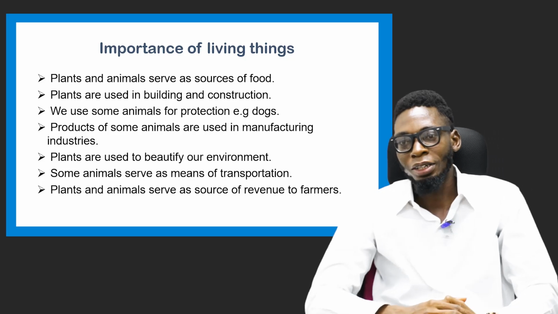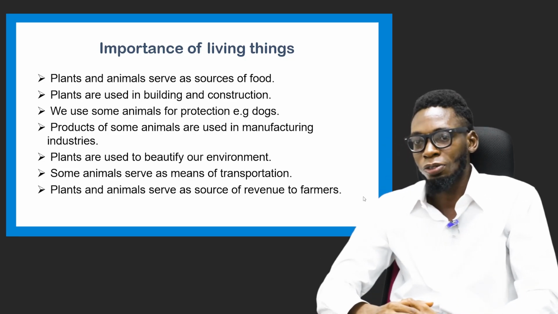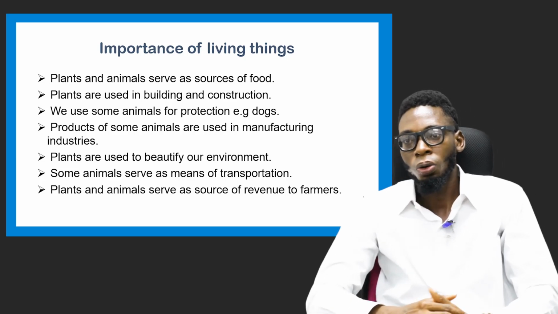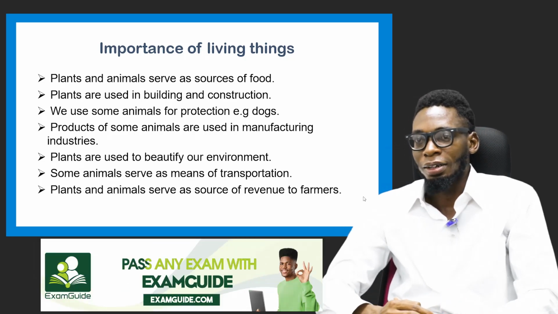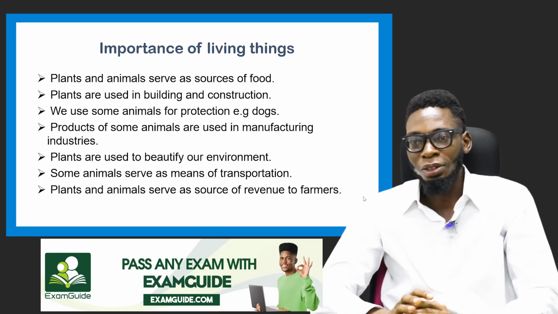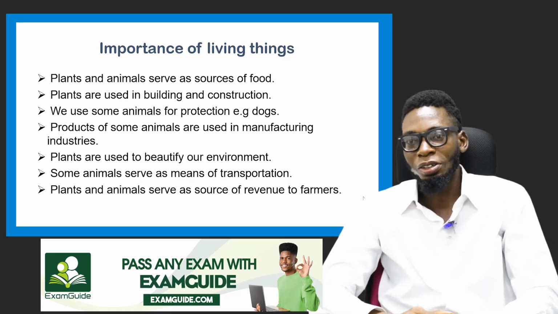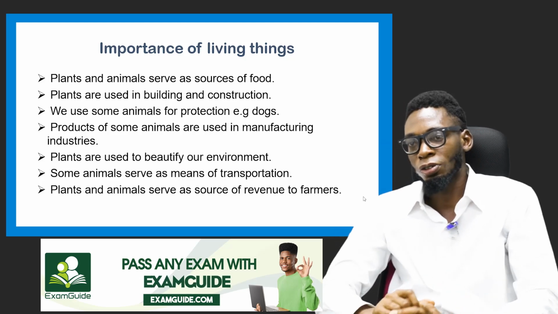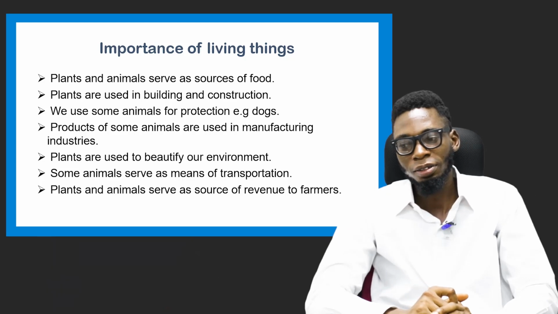They actually farm in a large area, and of course what they plant is what we call cash crops like cocoa and the rest of them. And after harvesting, they sell these cash crops in exchange for money. So plants and animals serve as a source of revenue to farmers.